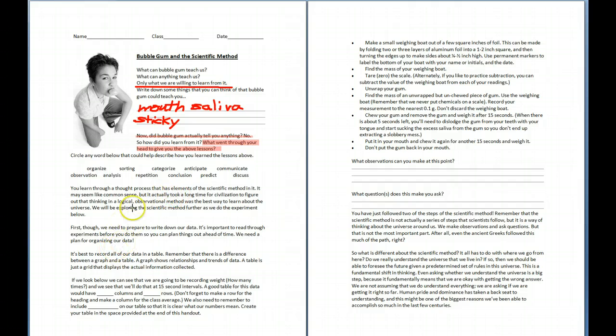All right, so I want you to think about these words here, and I want you to try to describe any of those words that might have helped you to learn those lessons. You can pause now to fill that out on your worksheet.